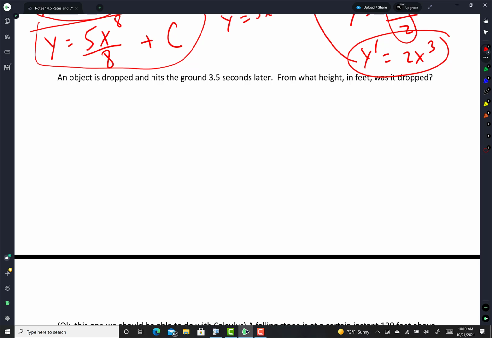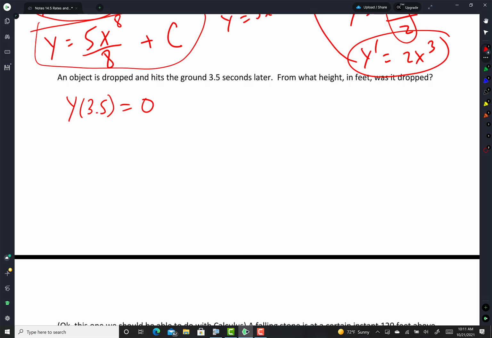All I know is that my initial velocity is 0 because I dropped it, and let's see, what else do I know? I know it took 3.5 seconds for it to hit the ground. So let's write what we know. This is movement on the y-axis. So I'm going to write y of 3.5 equals 0. Does everyone know why I wrote that?